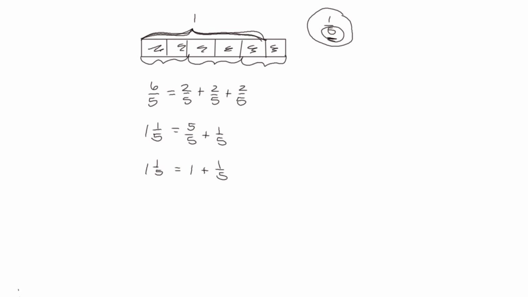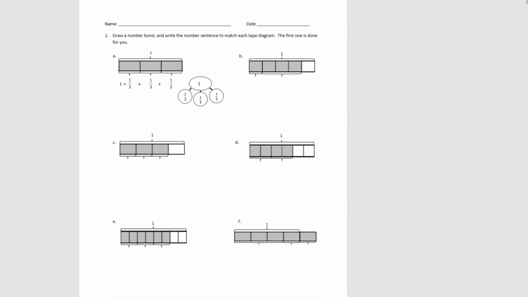So let's try some problem set problems. Number 1 says draw a number bond and write a number sentence to match each tape diagram. The first one's done for you. So here we've divided it into 3 pieces. We see all 3 pieces constitute 1 whole. So 3 equal sized pieces, that tells us that our unit fraction is 1/3. 3 1/3 equals 1, and our number bond matches. So take a moment to pause the video and try B.